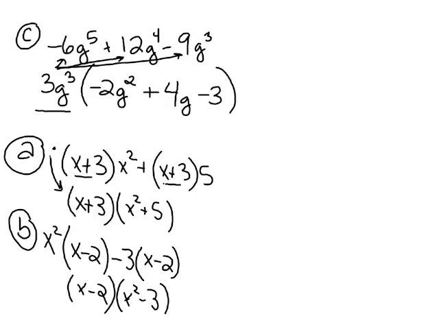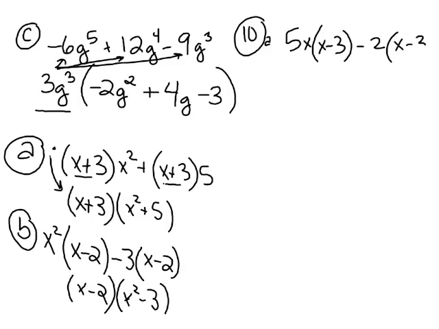Let's go and do number 10 on page 106A. It says 5x times x minus 3 minus 2 times x minus 3. What's my term that's the same? X minus 3. X minus 3 times 5x minus 2. Okay. And then group everything that was left over.